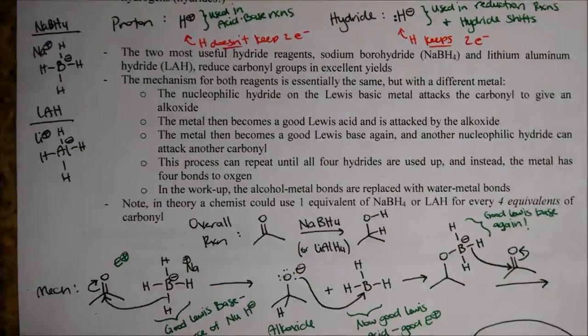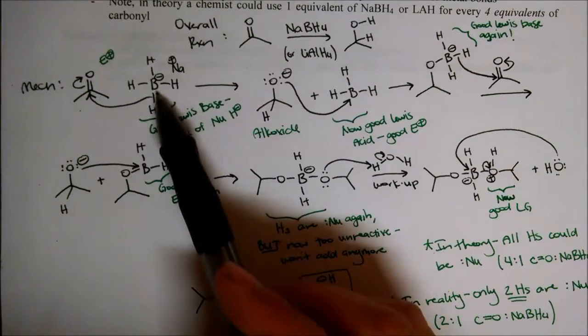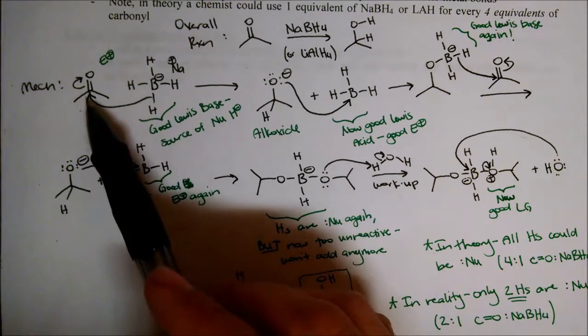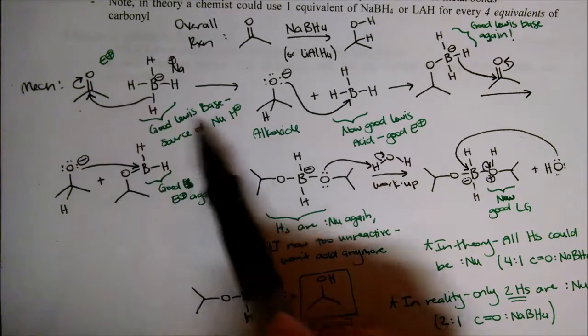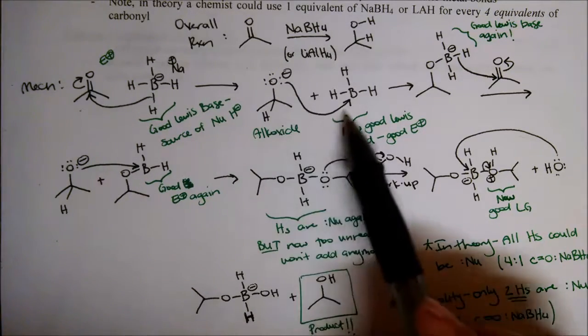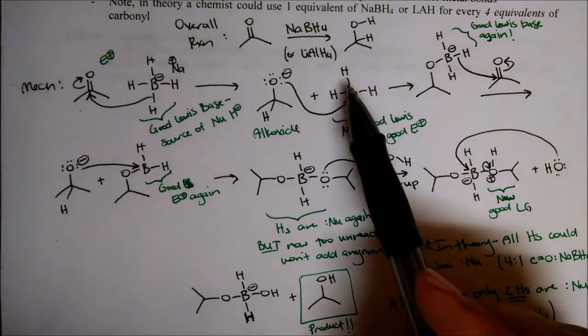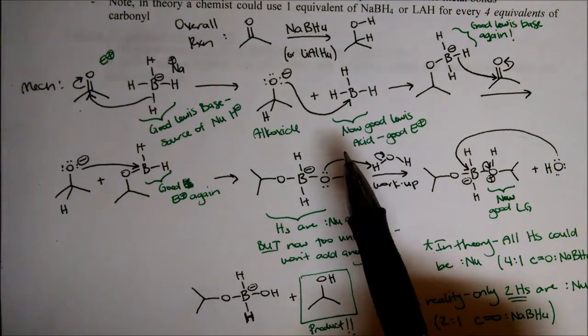And remember, I went through this really long mechanism where we have a good Lewis base. When the metal has 4 bonds to it, it's a good Lewis base. It wants to give up electrons, so it does so to the carbonyl and kicks up. In doing so, we make this alkoxide, which is a pretty good nucleophile. Meanwhile, our metal is now a good Lewis acid. It's a good electrophile because it's only got 3 bonds. Remember I said it's never happy.